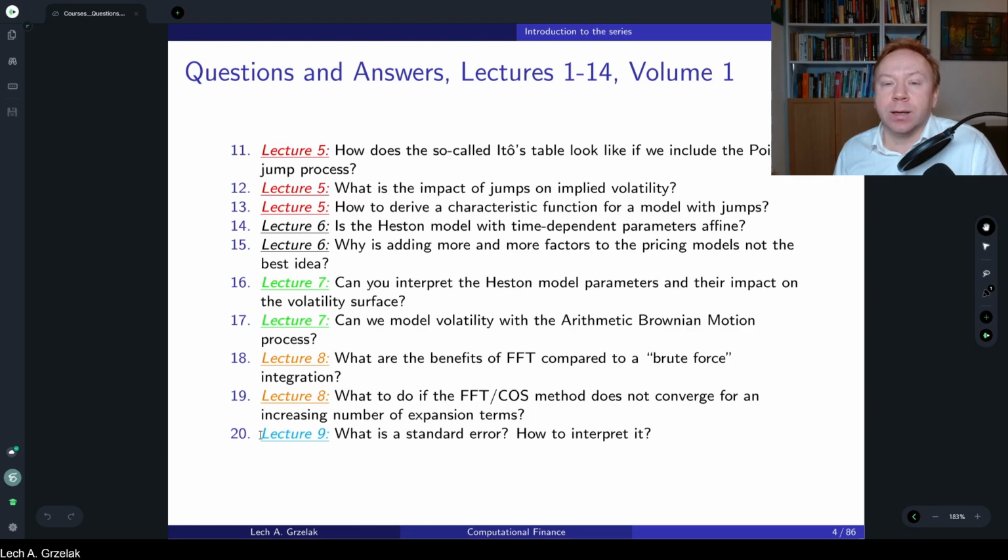Lecture number 9 is about Monte Carlo. The first question is about what the standard error is, how to interpret it, and what is actually the point of looking at this error. Sometimes if you simulate a process, you just look at the price. But how do you measure whether the price you're seeing is not going to change dramatically if you, for example, change the number of Monte Carlo paths by a little bit? This is the type of question here.